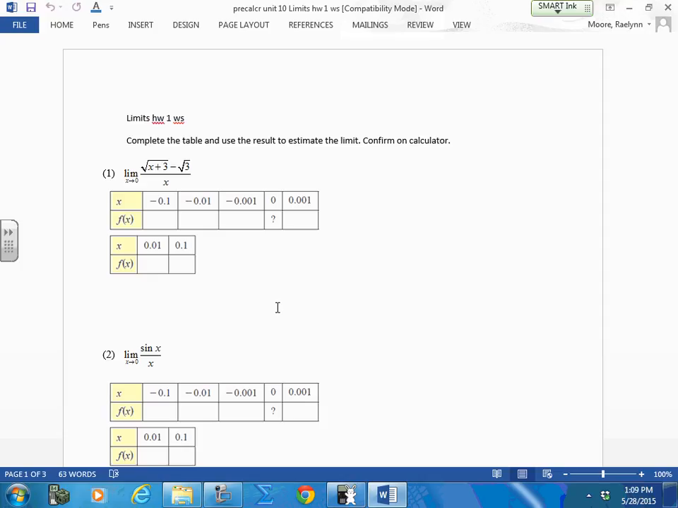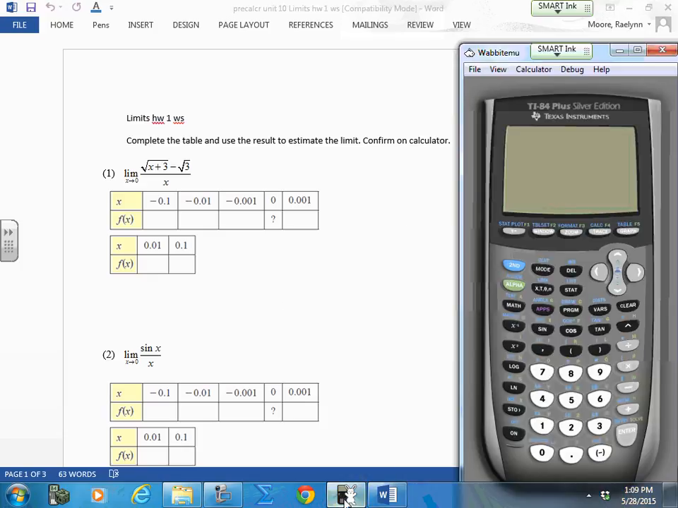So, what I want you to do is take your calculator. First of all, take a look at this guy. Normally you're going to tell right away if you have a domain restriction. Does this have any domain restrictions?